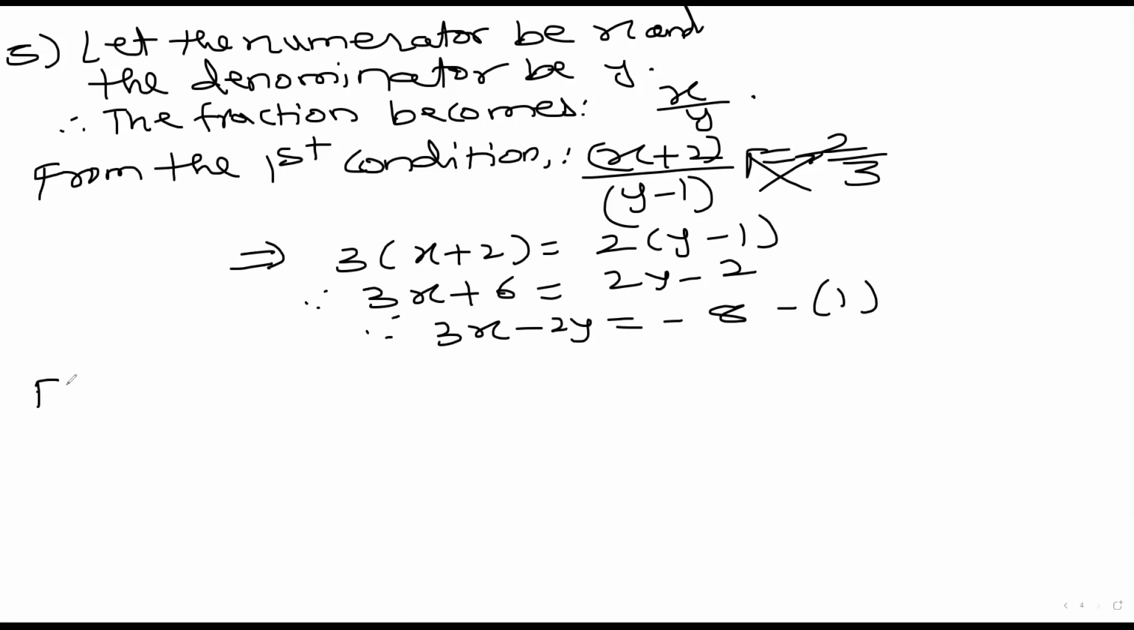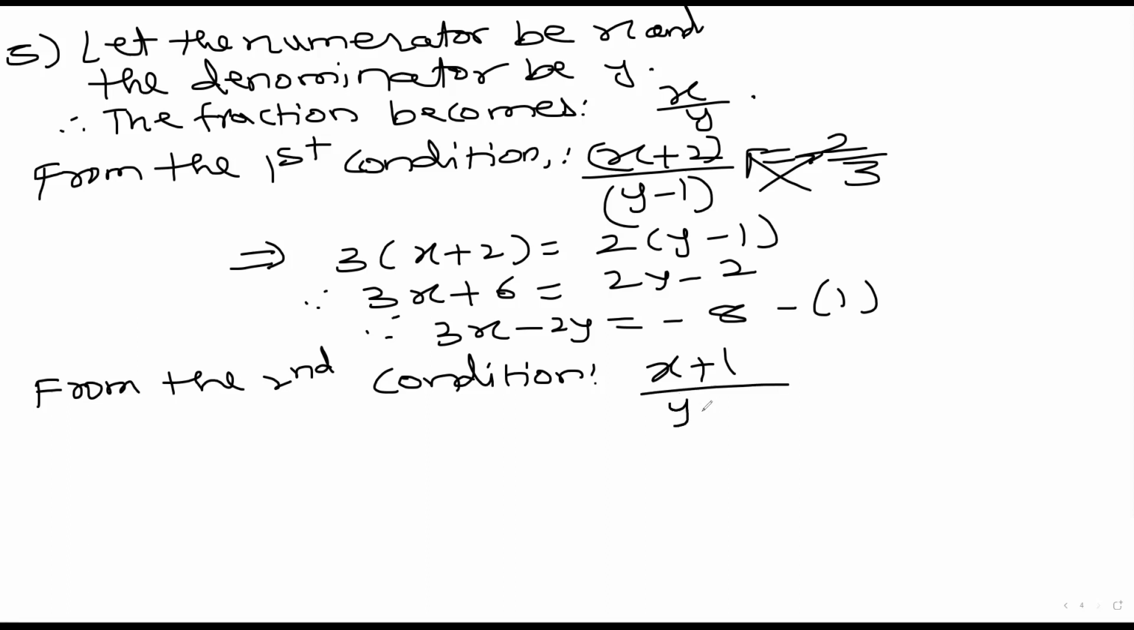From the second condition, what do you get? If the numerator is increased by 1, that means x plus 1, correct? And the denominator is increased by 2, that is y plus 2, correct? It becomes 1 upon 3.